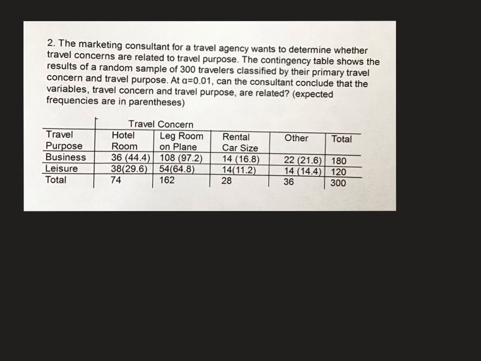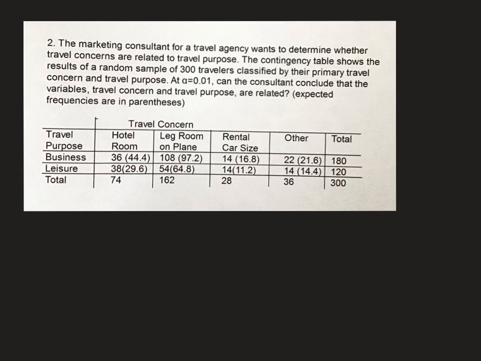Okay, so number 2, we're still looking at the marketing consultant for a travel agency. The same values, same expected values, so those are already in the problem for you. The ones in the parentheses are your expected. The other is what was observed. Our totals are already there. So the only thing we're adding on is that they're asking at alpha equals 0.01. Can the consultant conclude that the variables travel concern and travel purpose are related?